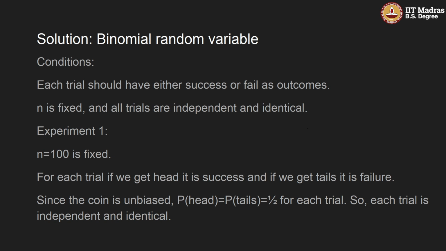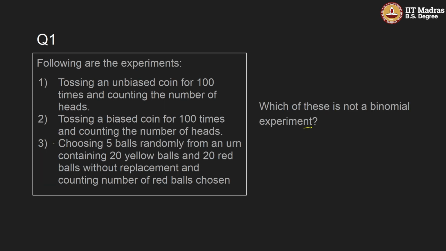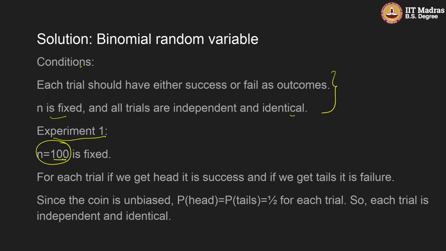Each trial should have either success or failure as an outcome, n should be fixed, and all the trials should be independent and identically distributed. So these conditions we have to check here. In experiment number 1, the number of trials is fixed. The coin is tossed 100 times, so the value of n will be equal to 100 here.